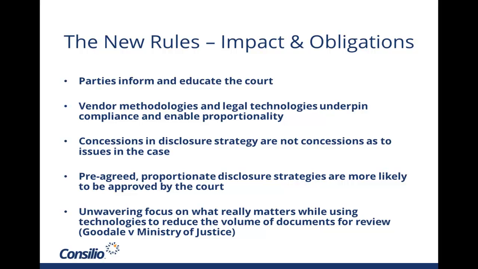To summarize all that, parties are expected to educate the court. There's a reference in the practice direction of 2010 to the tools and techniques which parties may use to achieve disclosure. And that translates effectively into software and advice and consultancy from third parties for those firms who don't have it for themselves. And there's a judgment to be made there by firms.